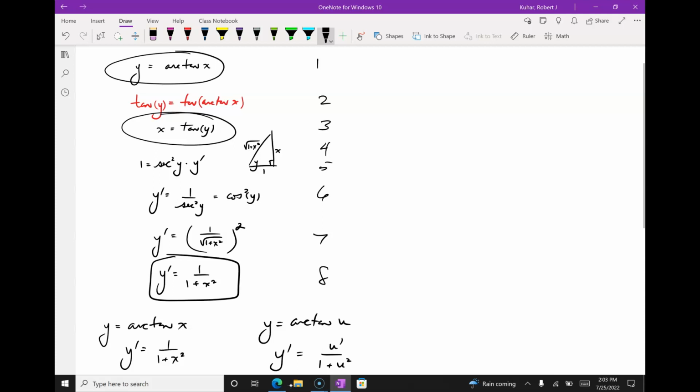So we just did a derivative there, right? First I drew the triangle, and then I took a derivative. So derivative of x is 1, derivative of tangent is secant squared, and then the derivative of y is y prime. That is chain rule, yep.